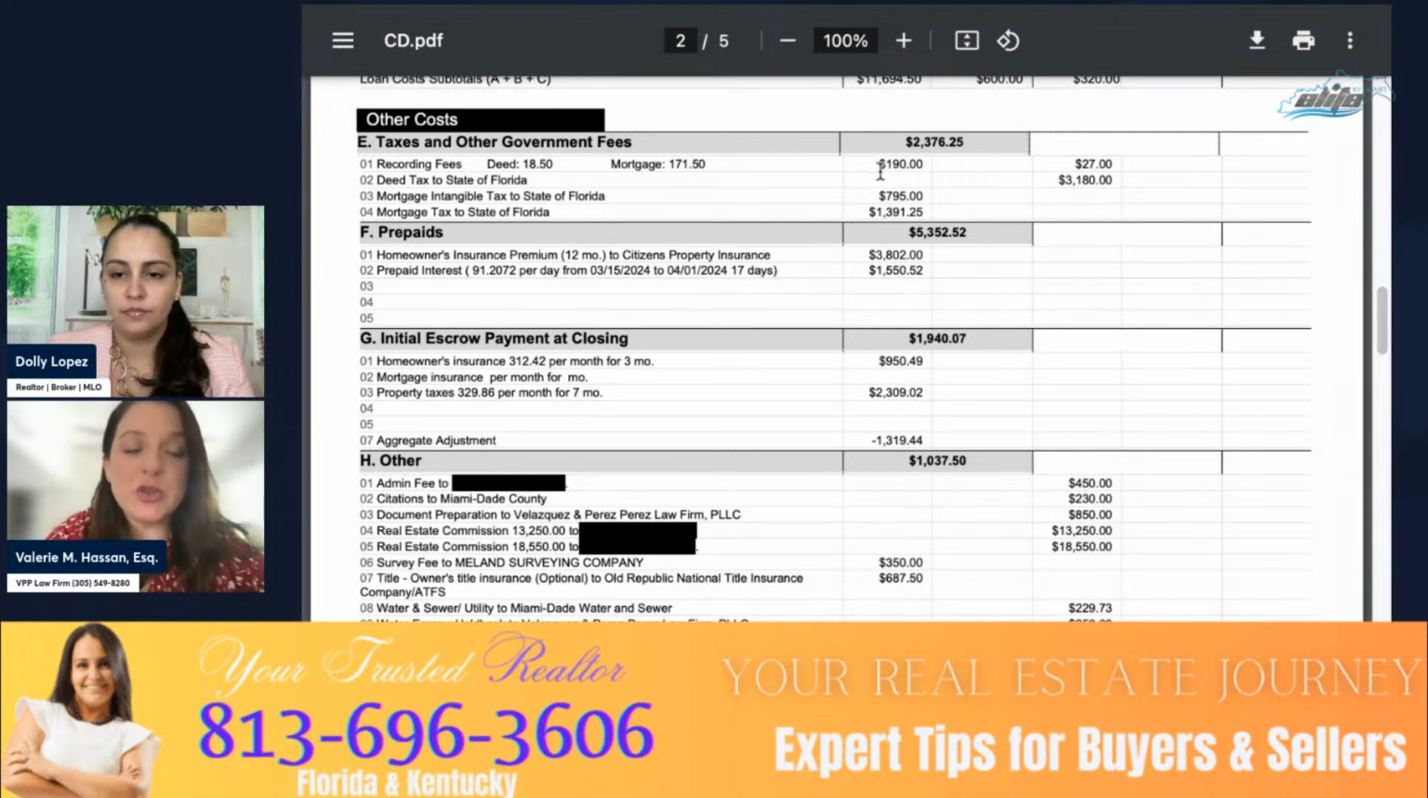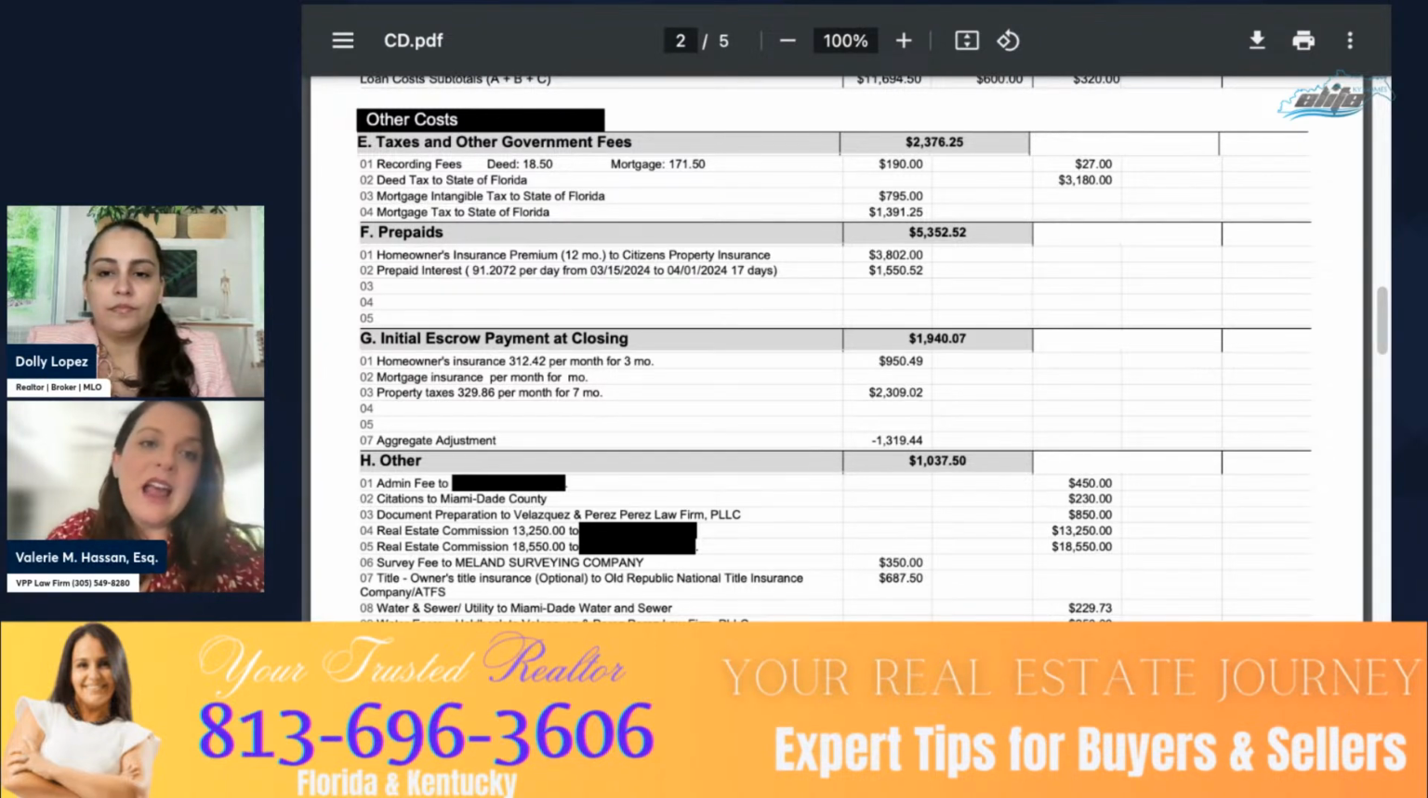That's what the buyer is required to pay when it comes to the recording of the mortgage, because you're the one obtaining the loan, and the fee for recording the deed, which is going to transfer title to the new buyer. Those are very important costs that the buyer pays for the contract.